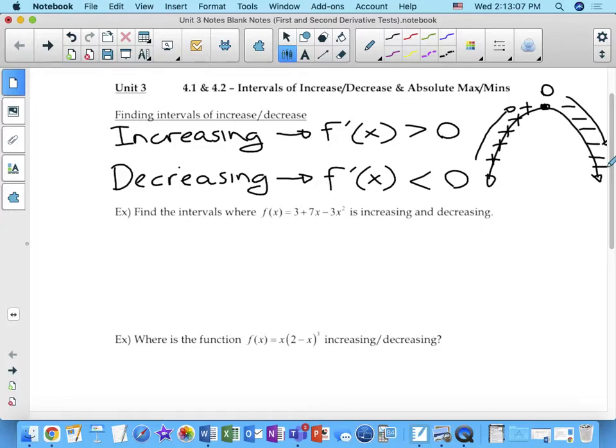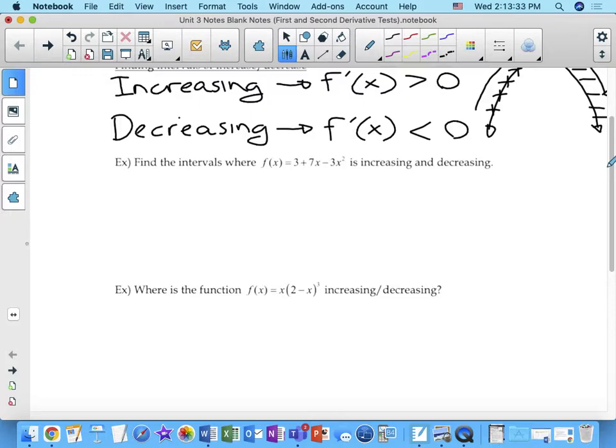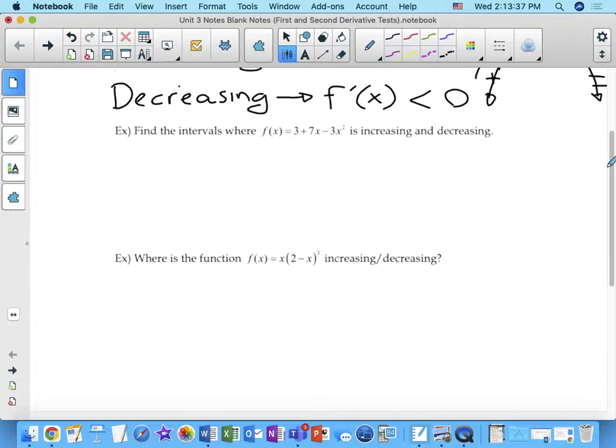Now, to figure out where the function is possibly going to change from increasing to decreasing or decreasing to increasing, we're looking for some points on f of x and some x values, and those x values are called critical values or critical numbers.